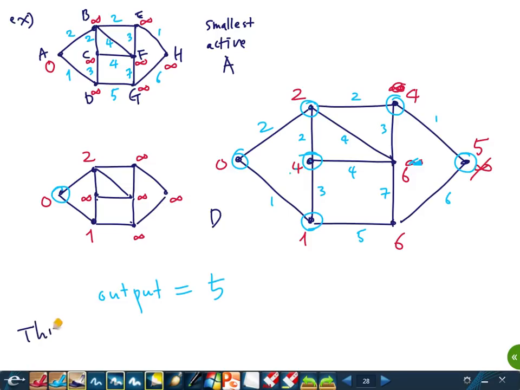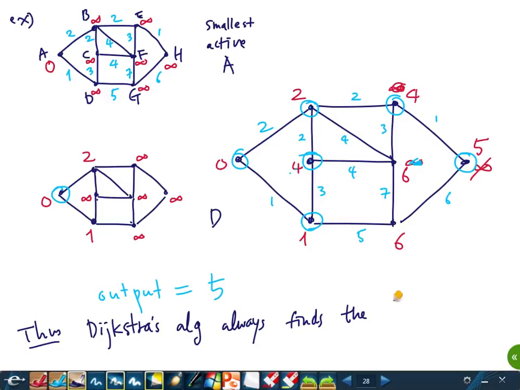The theorem is that Dijkstra's algorithm always finds the smallest length. So it works, and this is not that difficult. I mean, it's a polynomial time algorithm.